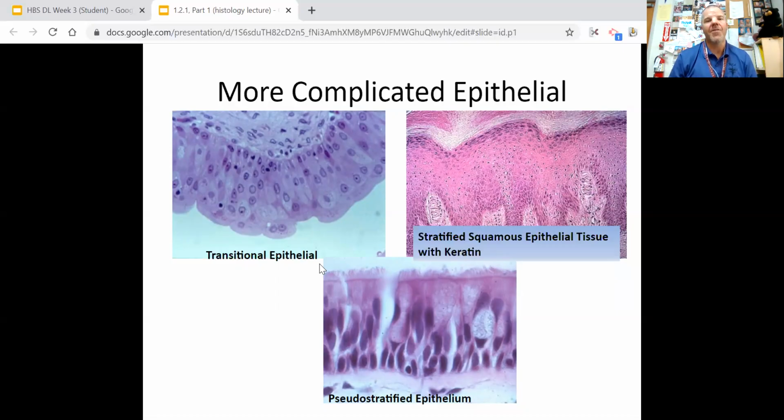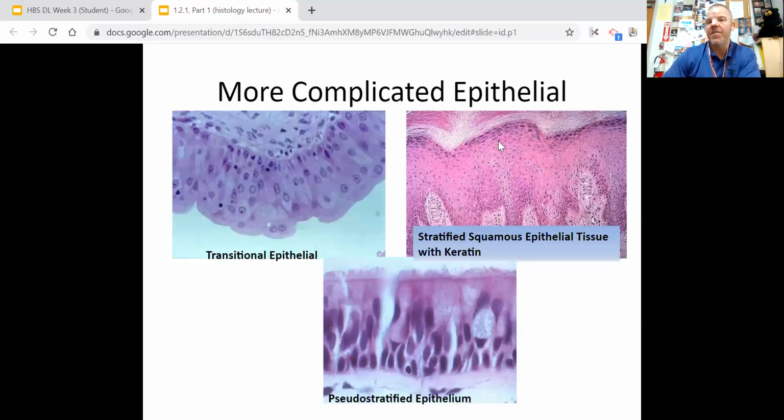This is really important for tissues and organs that need to stretch. Think like your bladder, right? At first, it has no liquid in it. All the cells can be packed together, but as it fills up like a water balloon, those cells need to stretch out. And so they transition from columnar to squamous.